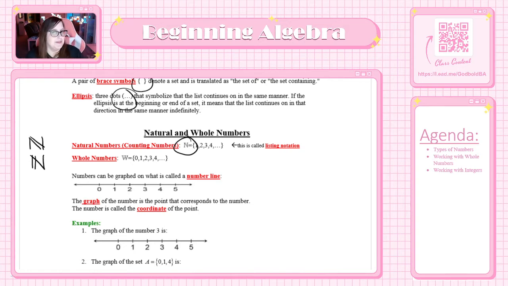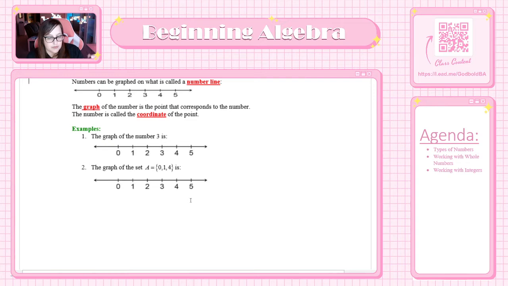Okay, so numbers can be graphed on a number line, at least all the numbers I'm going to talk about in this class. A graph of a number is the point on the line, and that number itself is called the coordinate. So if I put a little dot, I say that is the graph of the number 3, and the coordinate of this dot is 3.